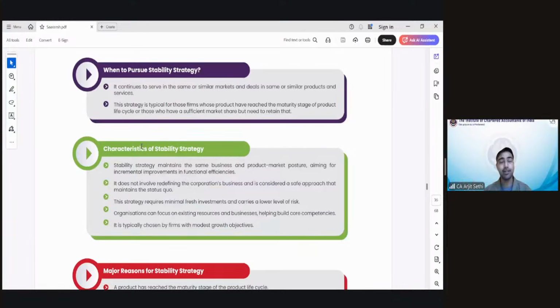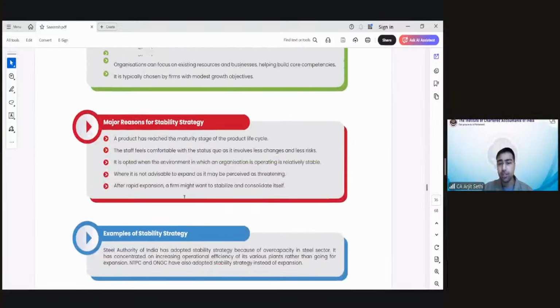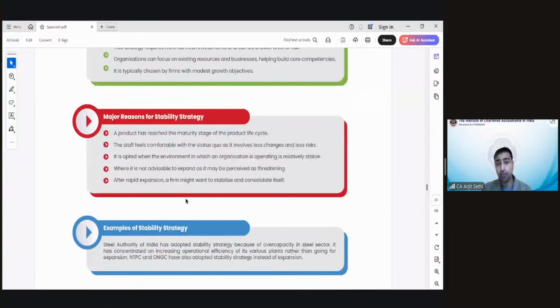10 खुल गए हैं वहां पे. ऐसा नहीं है. They are stabilizing. The question then comes is, why would a company want to stabilize and not just grow? Okay. The reasons for stability strategy. Very simple question. Why would somebody be stable? Why would somebody want to be stable and not grow?